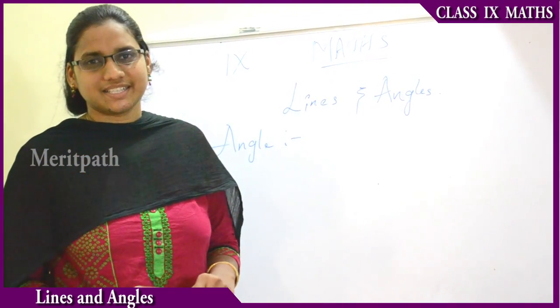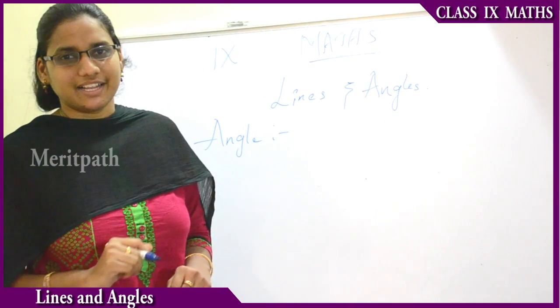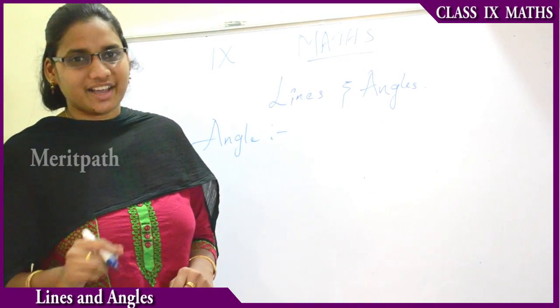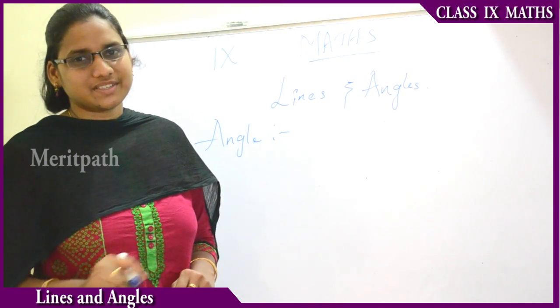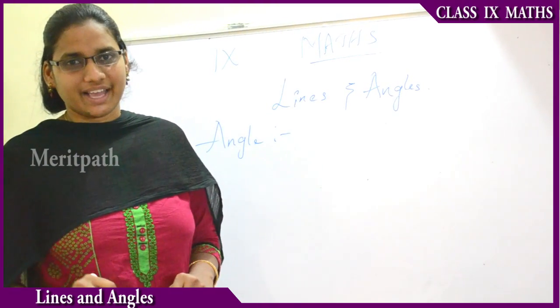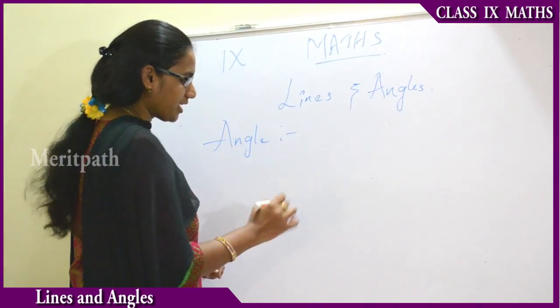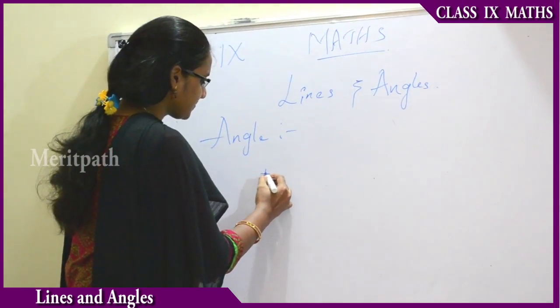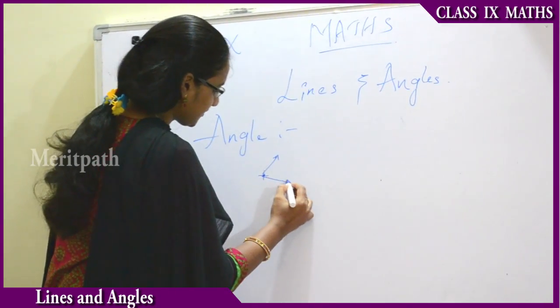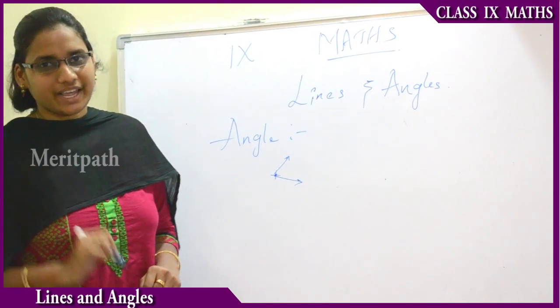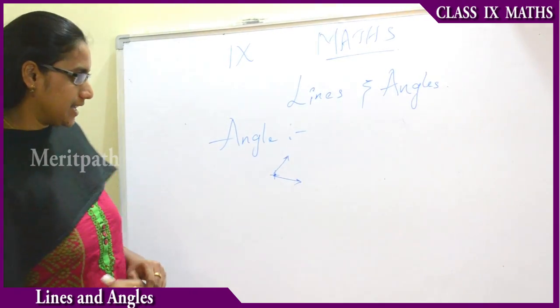We use many objects which form an angle. For example, the hands of a clock, or the two arms of a divider, or the sharp edges of scissors. All these are examples of an angle. When two arms meet at a point, they form an angle. When two rays having a common endpoint meet, they form an angle.